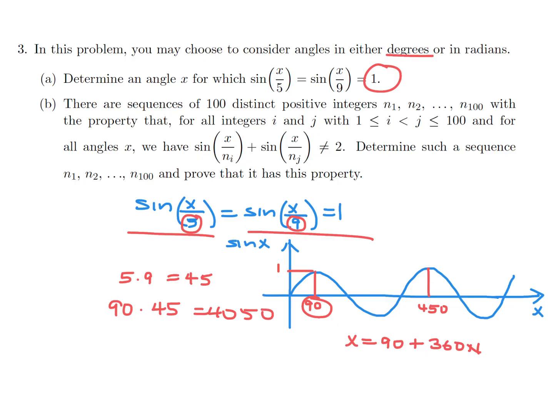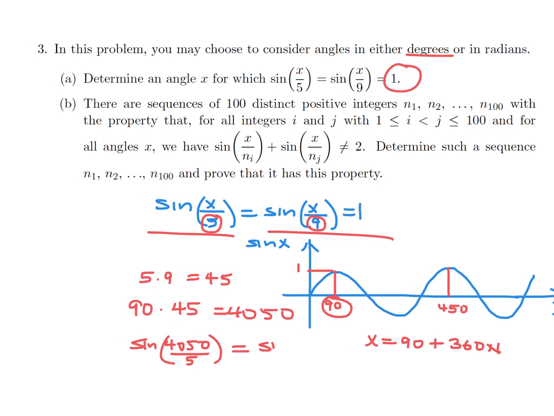And that would work. If you put it in, you get the sine of 4050 divided by 5, and that's going to be equal to 1. And that's going to also be equal to the sine of 4050 divided by 9. And that's also going to equal 1. So I encourage you to try that out. And when you do, you should get the same result as I did.